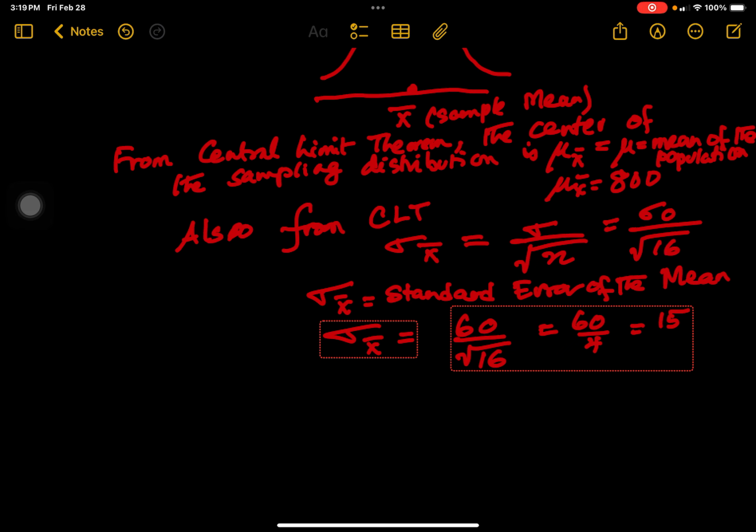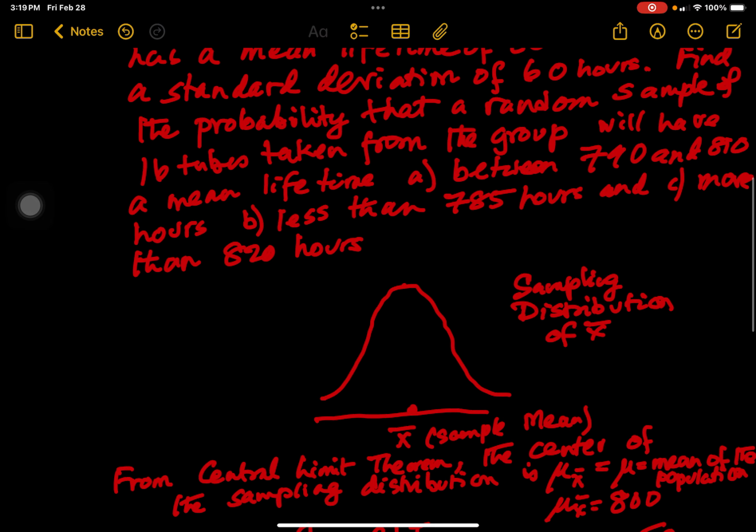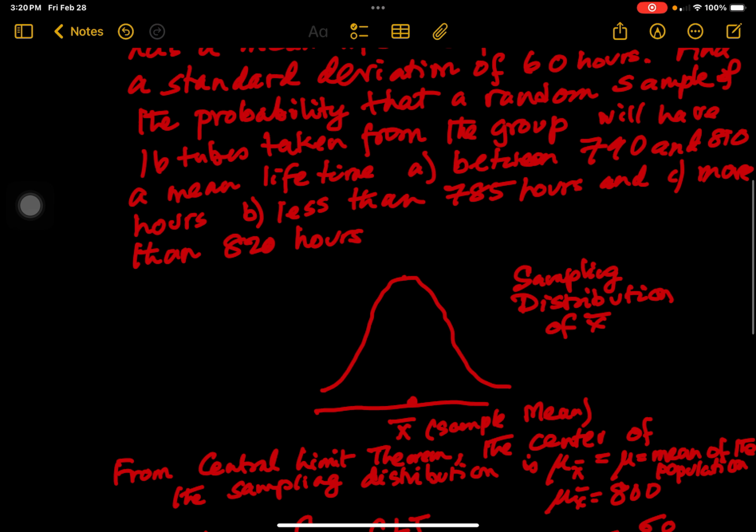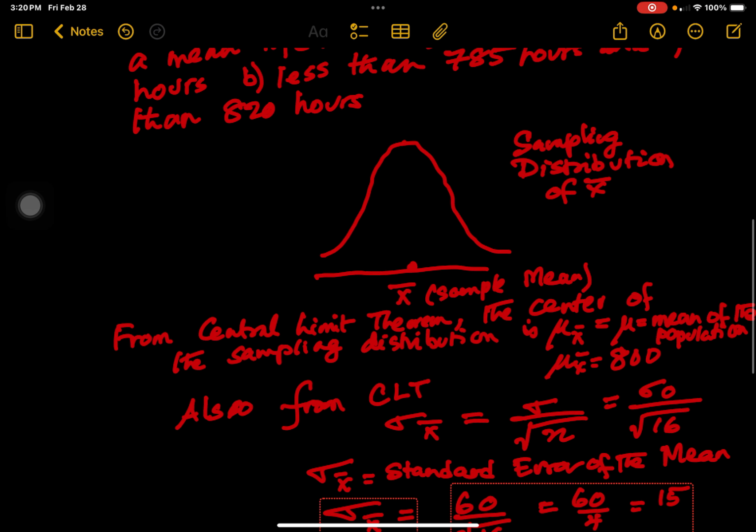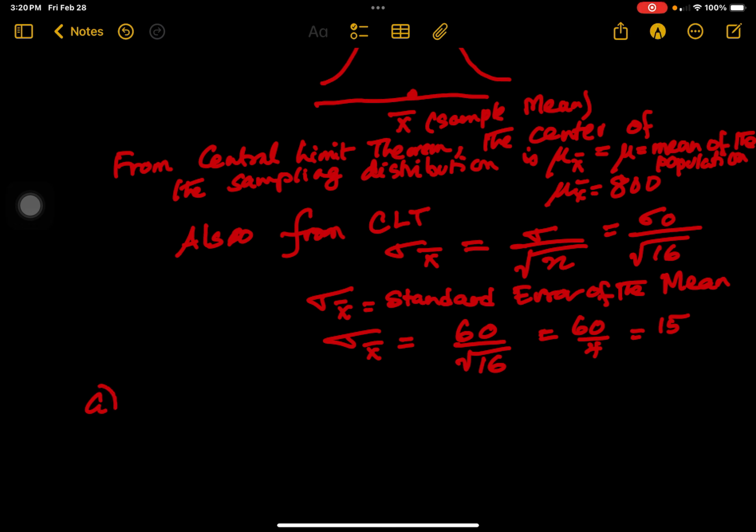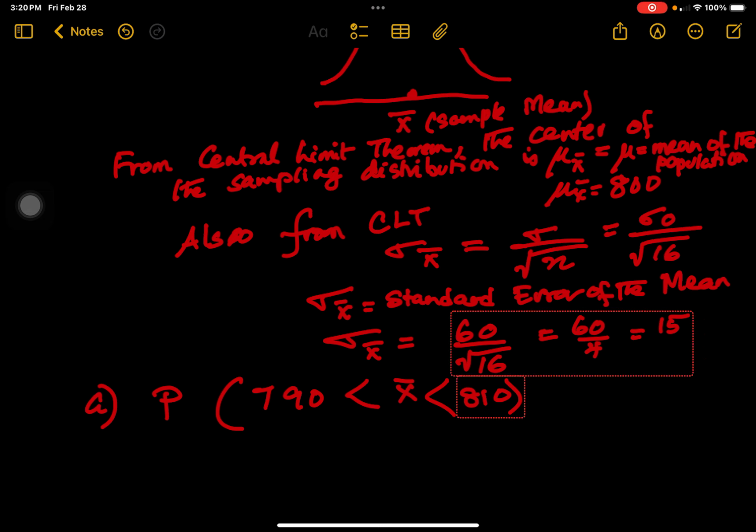Now part A. For part A, we have to find the probability that the random sample of 16 tubes taken from the group will have a mean lifetime between 790 and 810. So for part A, we have to find the probability of 790 less than x bar less than 810. And we will use the TI-84 in that case.